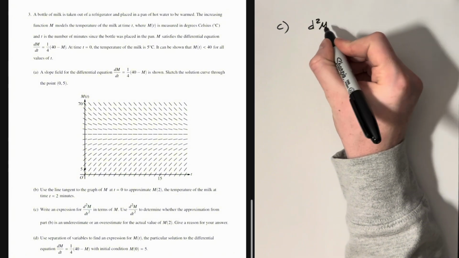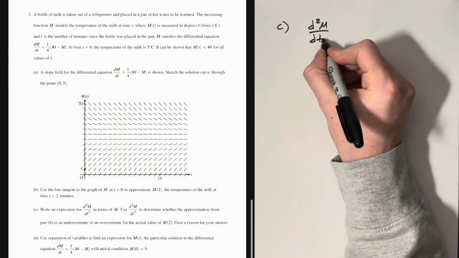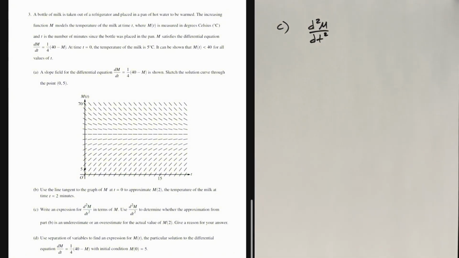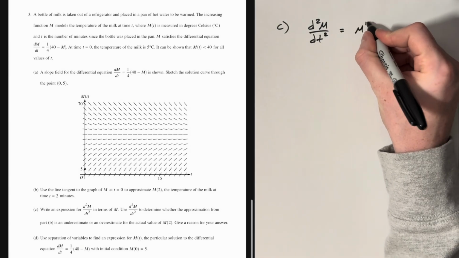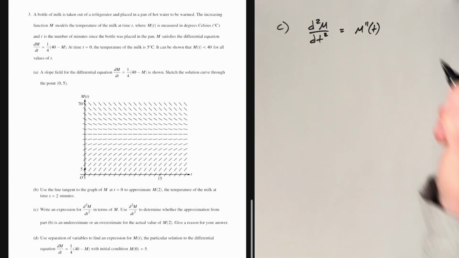Now this is just the way that we write a second derivative, right? This is equivalent to m double prime of t. It's just a second derivative, just another way of writing it. Now it says use that to determine whether the approximation from part B is an underestimate or overestimate for the actual value of m of 2. Okay, so let's start by trying to solve for my second derivative.